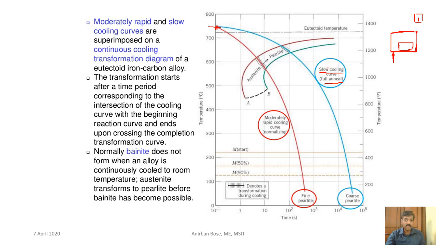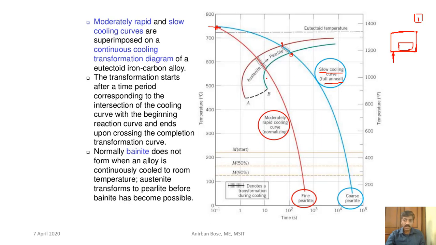And since the cooling rate is very slow, the curve may be like this, the blue one, and you can see the pearlitic start and pearlitic finish. So the structure that you are going to get is the coarse pearlite, because it is the initial region. So coarse pearlite you will get.